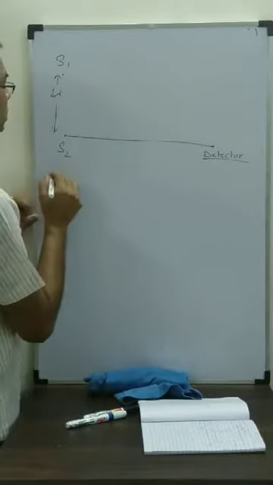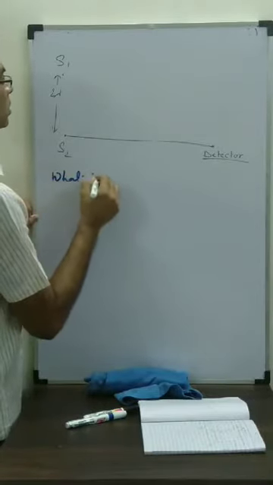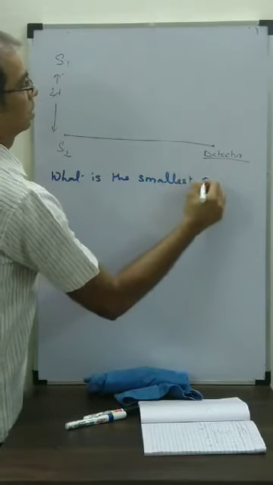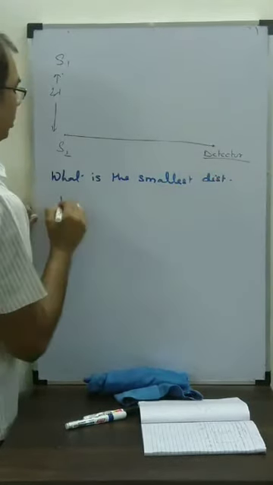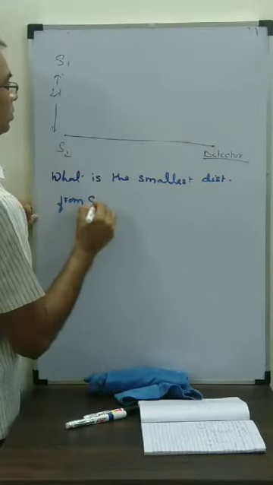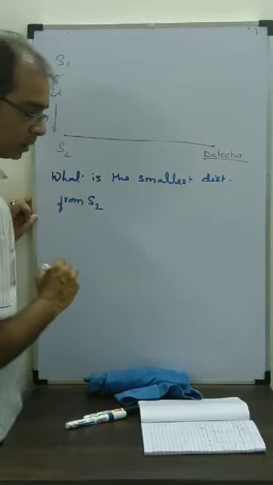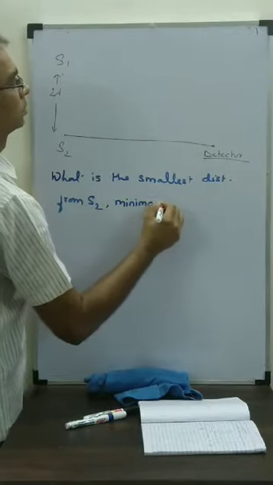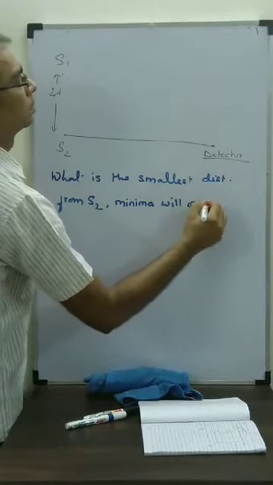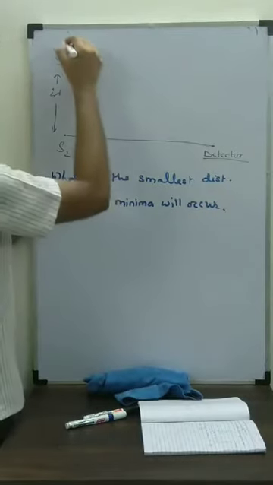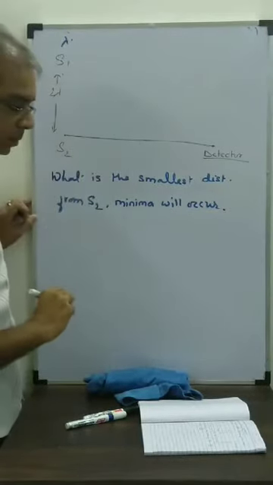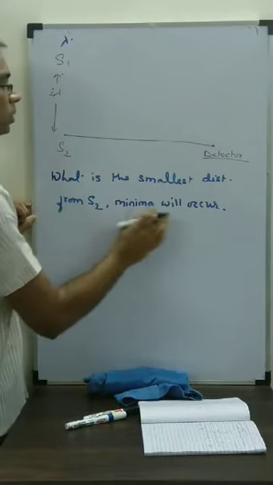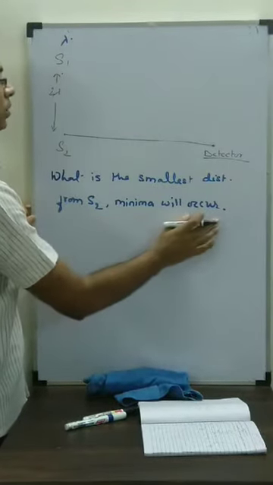What is the smallest distance from S2 where minima will occur? Okay, wavelength is lambda, and this distance is given. So what is the smallest distance from S2 where the minima will occur?